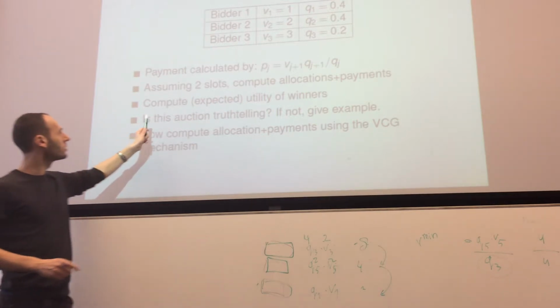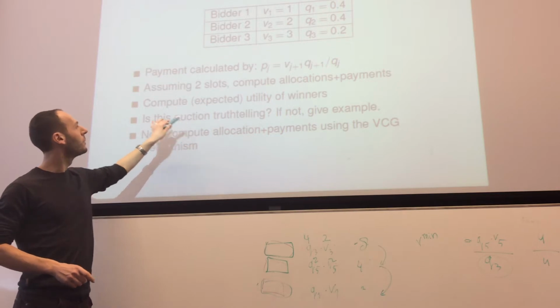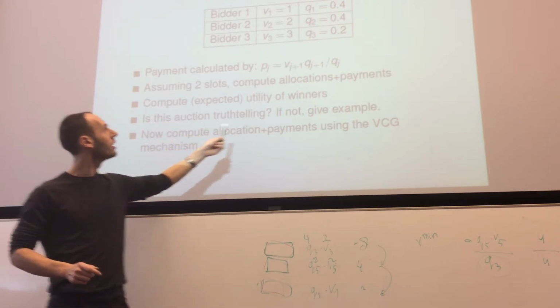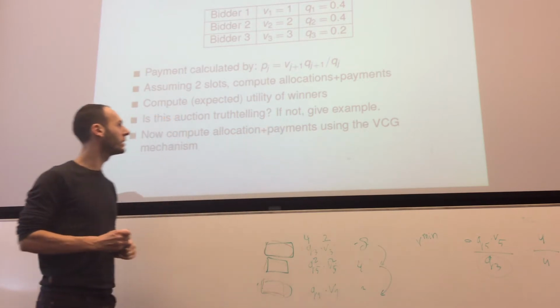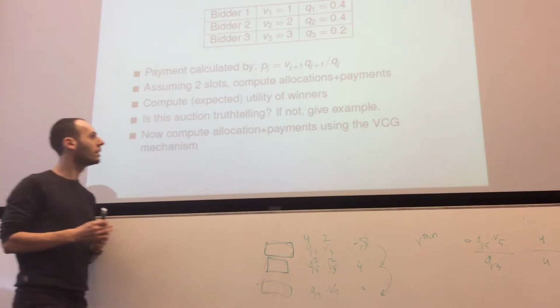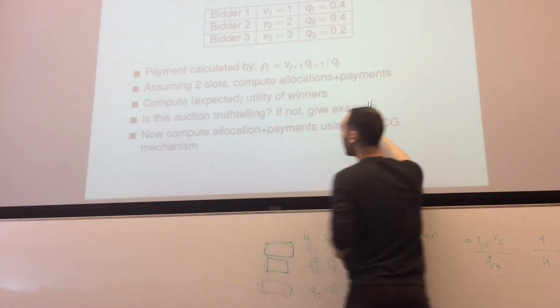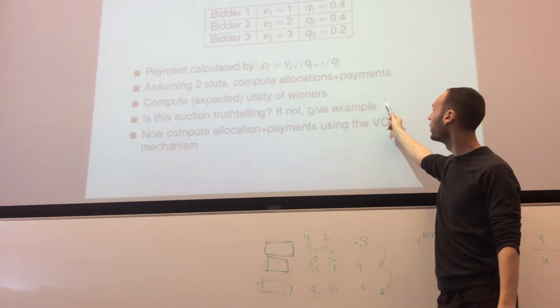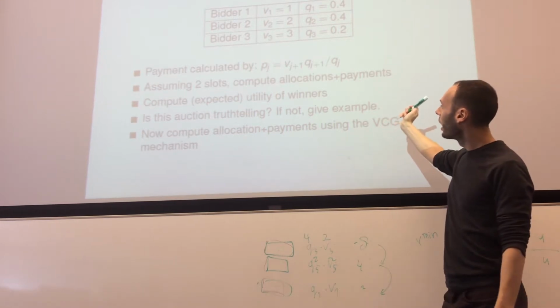We already saw that in general it's not truth telling, but in this particular case, is it truth telling? If not, give an example where they can fail and see maybe the utility of when they cheat.